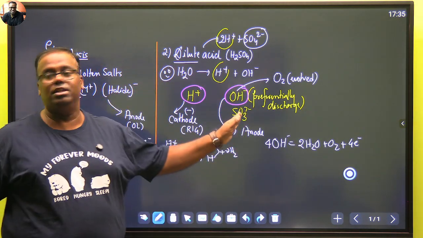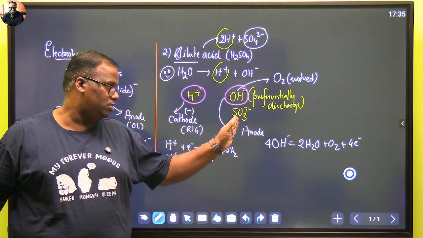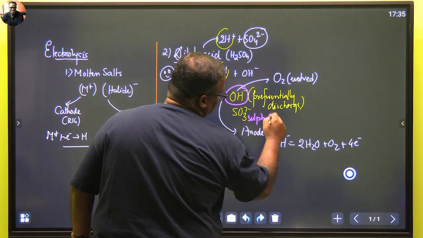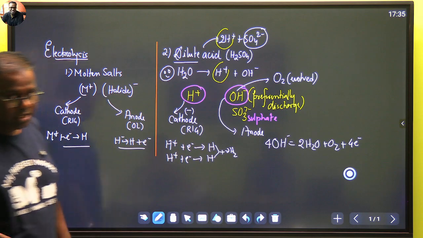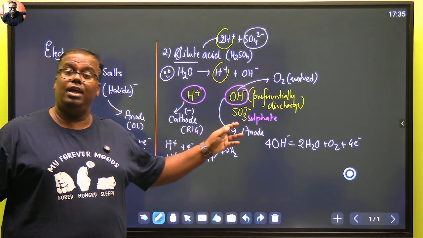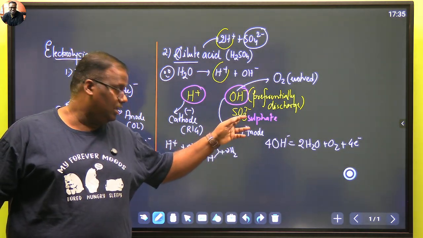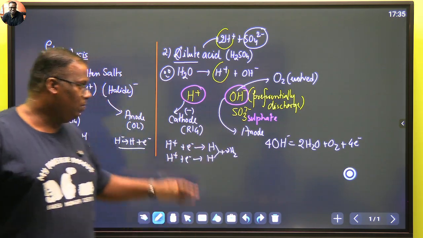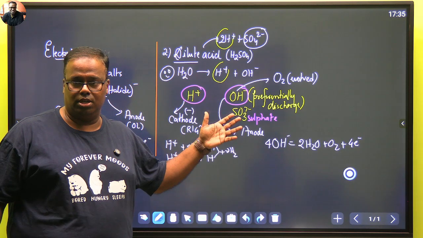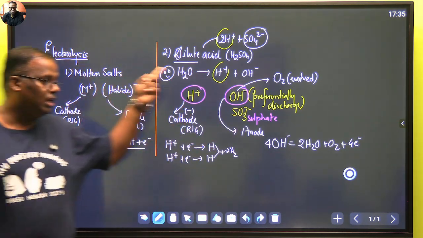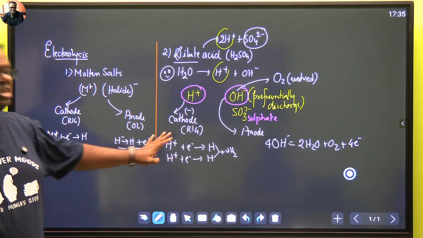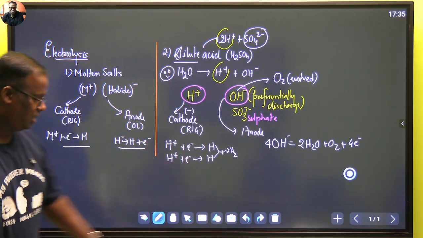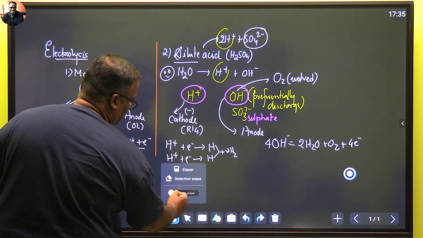The SO4 2-, the sulfate ion, this is known as sulfate. This one is not discharged. Had I replaced this with HNO3, nitric acid, still the nitrate ion would not have been discharged. Understood? Clear? Today we are picking up salt solution. This was molten salt, dilute acid. Now we are picking up salt solution. Any question once again so far? No. Okay, so let's pick up salt solution today.